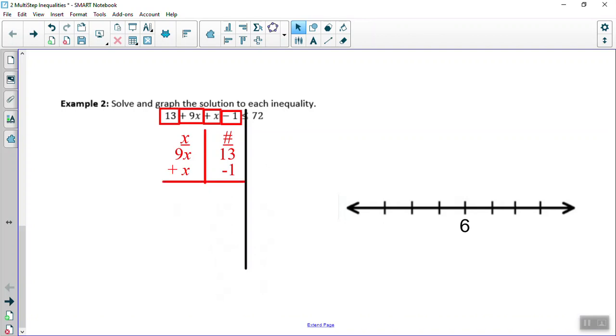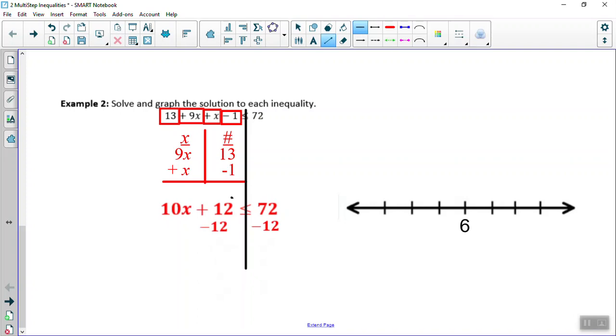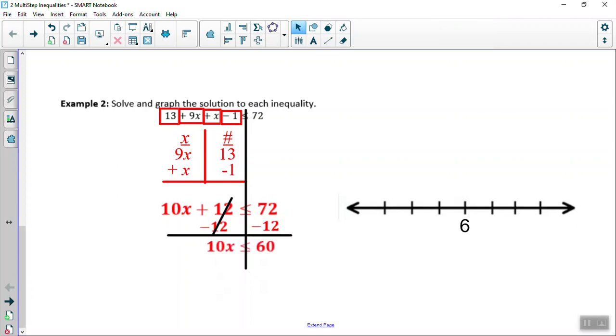I end up with 9x plus x is 10x. 13 minus 1 gives me a positive 12. And I bring down my less than or equal to 72. Now I can isolate this term here, so I'm going to do that by subtracting 12 from both sides. These cancel out. And now we have 10x is less than or equal to 60.